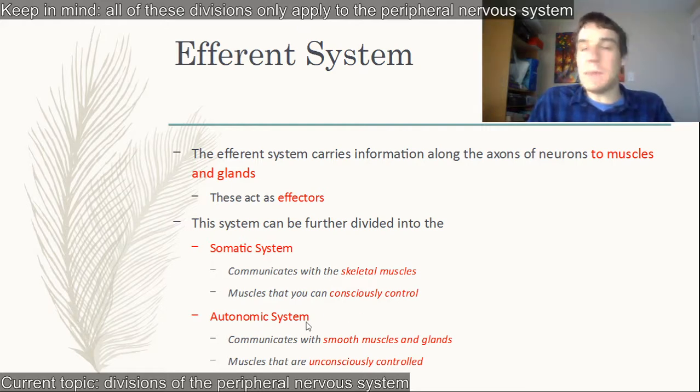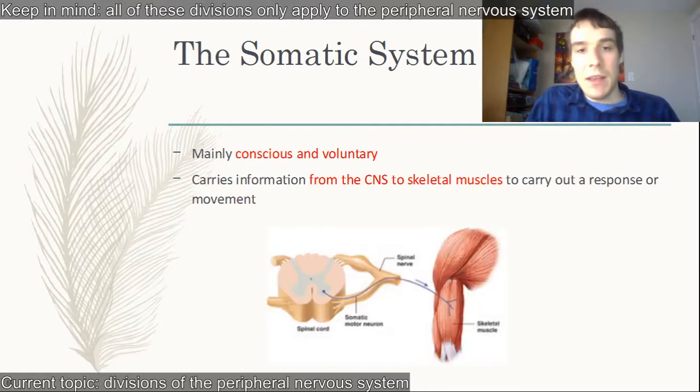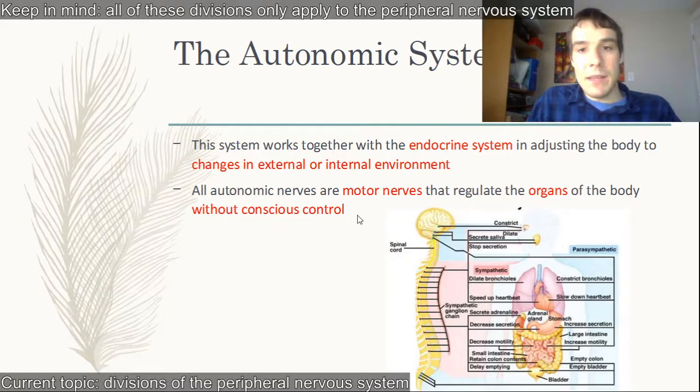Meanwhile, autonomic would be stuff like making your intestines move, right? Making your heart beat. You can't force your heart to start beating. You can't just tell your muscles to beat. The autonomic has to take care of that part. So somatic, conscious, voluntary goes straight down the spinal cord. Autonomic kind of regulates things from different places.